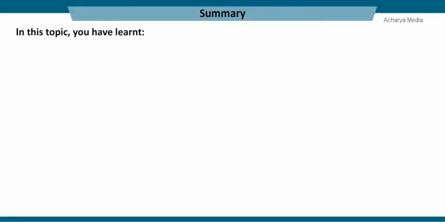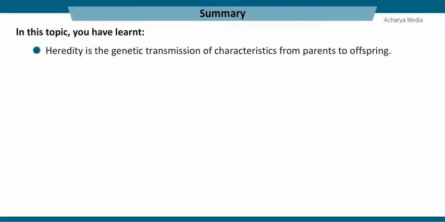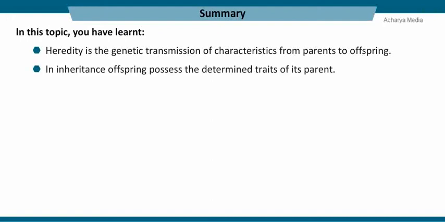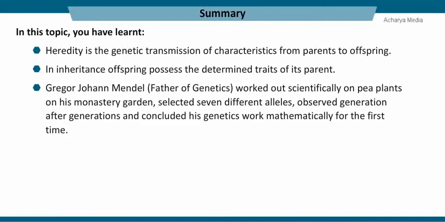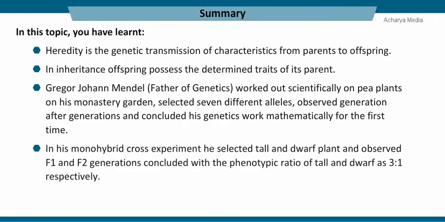In this topic, you have learnt heredity is the genetic transmission of characteristics from parents to offspring. In inheritance, offspring possesses the determined traits of its parents. Gregor Johann Mendel, father of genetics, worked out scientifically on pea plants in his monastery garden, selected 7 different alleles, observed generation after generations, and concluded his genetics work mathematically for the first time. In his monohybrid cross experiment, he selected tall and dwarf plant and observed F1 and F2 generations and concluded with the phenotypic ratio of tall and dwarf as 3:1 respectively.